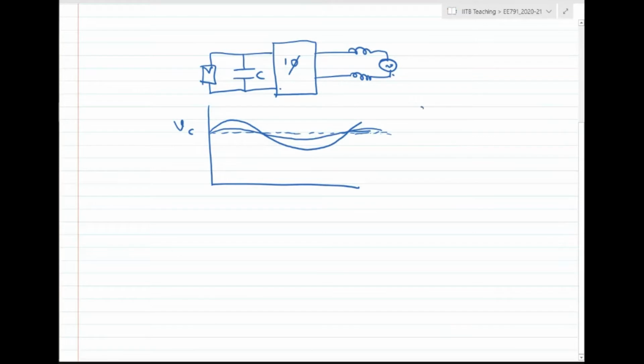So as you increase C, then delta VC reduces. But one thing which you should notice here is we are not really utilizing the capacitor to its fullest. Why is it so? Because let's say for a given value of C, this is the waveform. Now, what is the voltage of C varying? It is varying from this peak value, max value, to this min value.